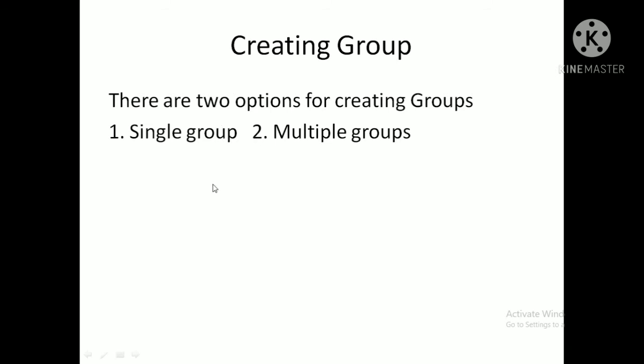Then what are the options we have to create a group? Majorly we have two options. One is single group, the second one is multiple groups. We use the single group option when you want to create more than one group and those groups are of different nature, not of similar nature. That time we should go for the creation of a single group option.